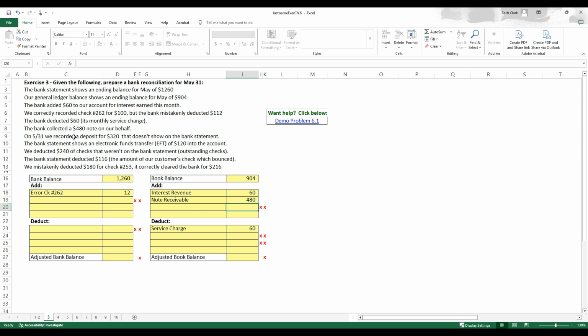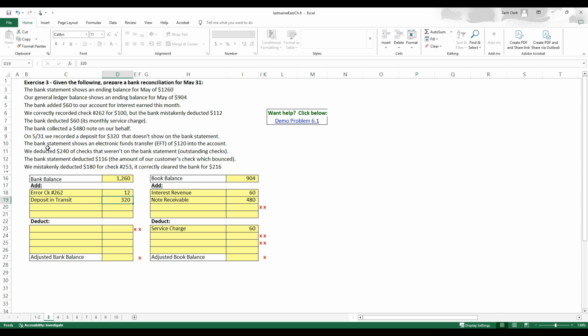Okay. On 5/31, we recorded a deposit for $320. That doesn't show on the bank statement. So again, that's going to be an amount that we need to add into the bank side just because it hasn't yet showed up there, essentially, right? It will show up. We call that a deposit in transit of $320. So eventually this balance will add into the bank balance. It's already in our book balance because we recorded it, but it's just in processing still and hasn't showed up on the bank statement yet.